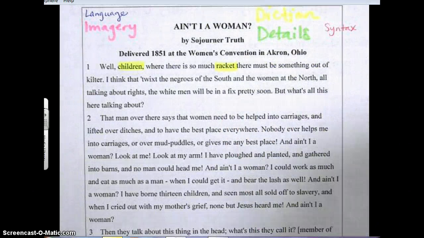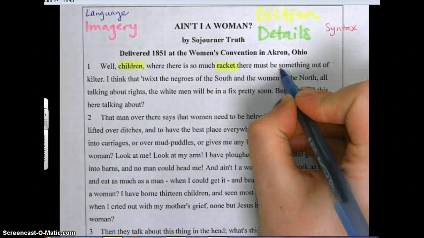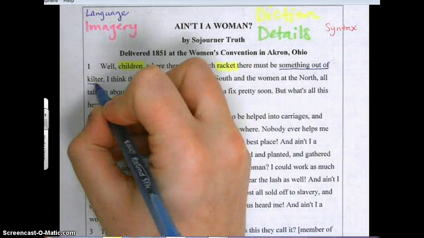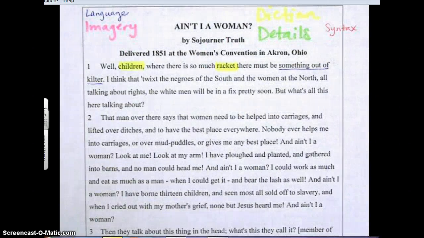These are words that stand out to me. The other thing that stands out to me is this use of something out of kilter. Okay, I'm labeling this blue because her language here, right from the start, I can tell is becoming less formal. It's very informal, and that's a pretty good example of something that's informal. Remember, when we look at language, we're looking for the overall language of the piece and not just tiny words.